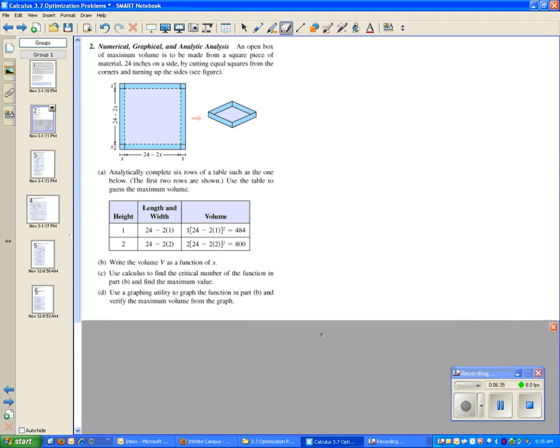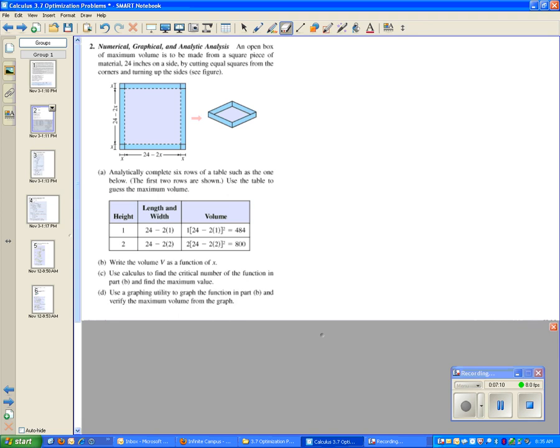All right, so here's our task. Analytically, complete 6 rows of a table such as the one below. The first 2 rows are shown, and use the table to guess the maximum volume. Then we'll get into the actual process of doing the optimization. Because you've done this kind of thing in previous classes, where you tried to find the maximum of something, probably with a table. It still works, though not always practical.